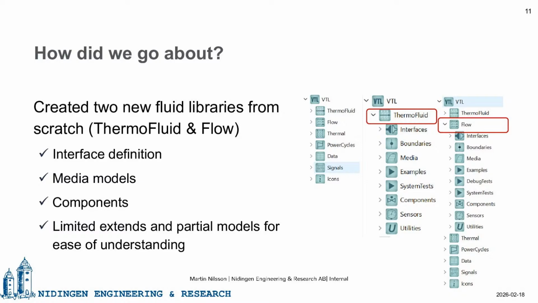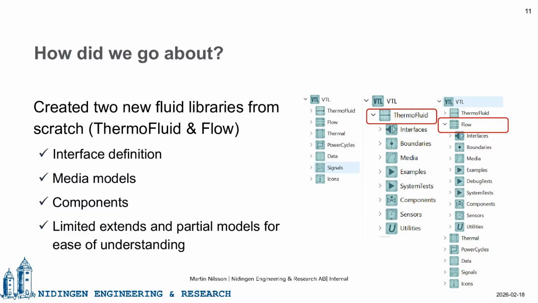So how did we do it? Well, we created 2 new fluid libraries, because I work with thermal systems. It's a lot of fluids, coolant, liquid, and air, incompressible air in this case. So we don't have to do any fancy stuff for compressible flow, high Mach number fluids. We created 2 libraries. We decided to call them thermofluid and flow. The names are almost arbitrary. We created them from scratch.